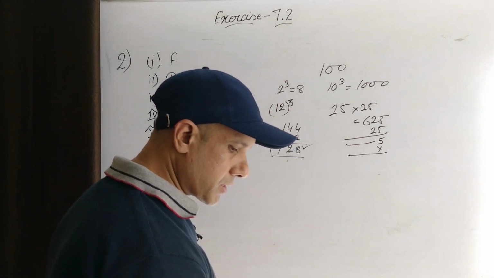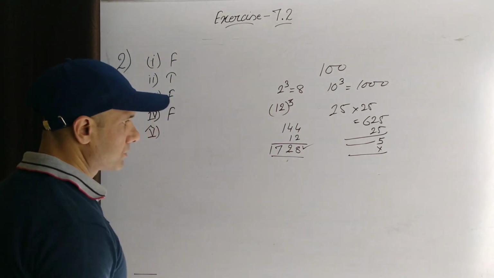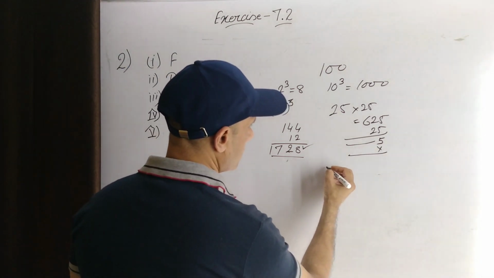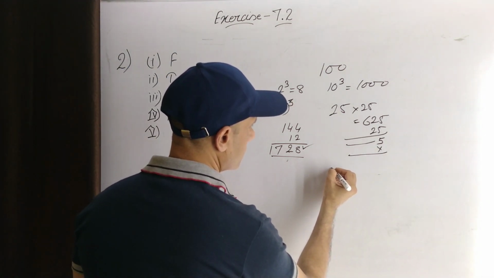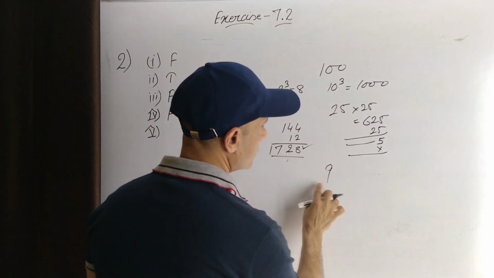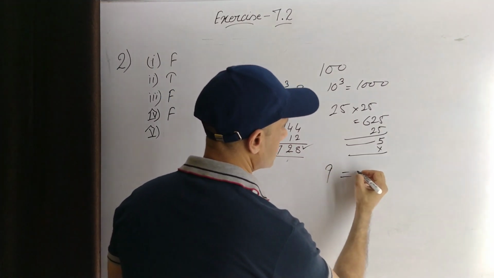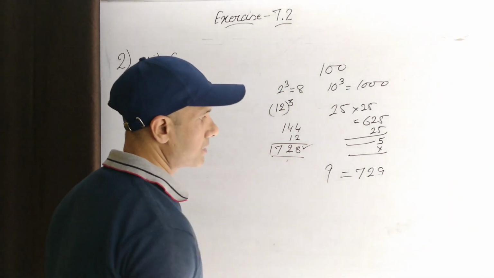The cube of a 2-digit number may be a 3-digit number. We know the largest single digit number is 9. Cube of 9 is 729. It's a 3-digit number.